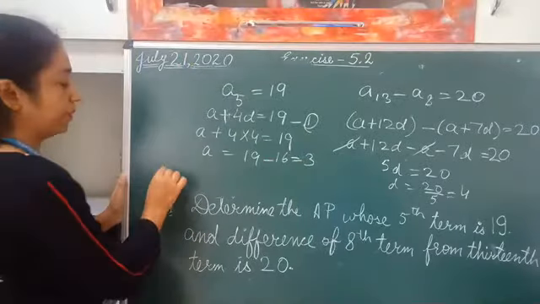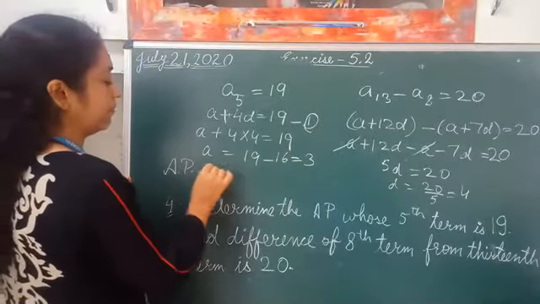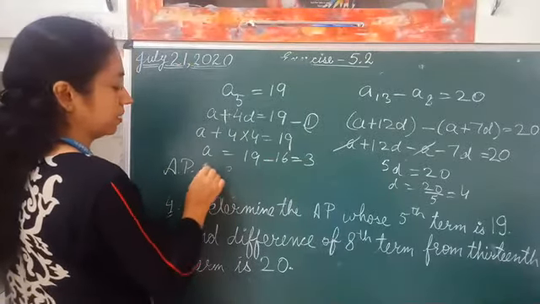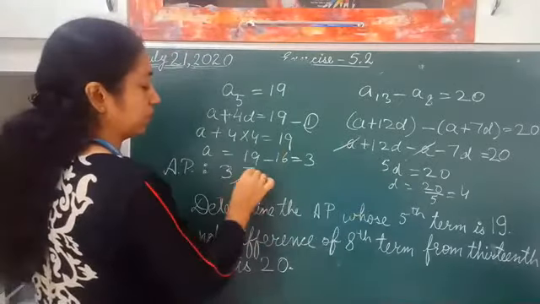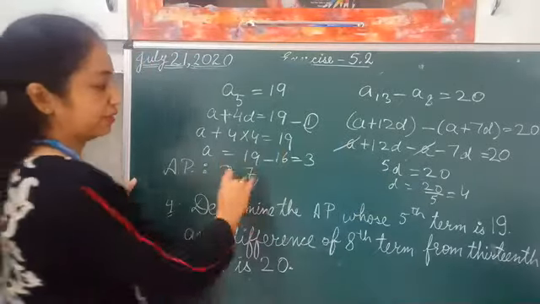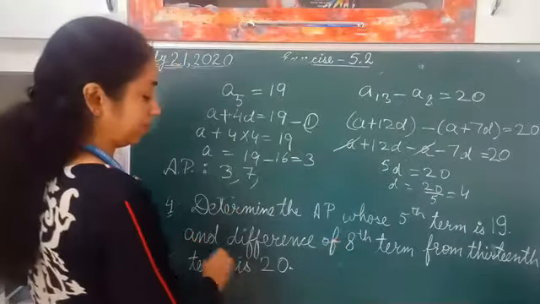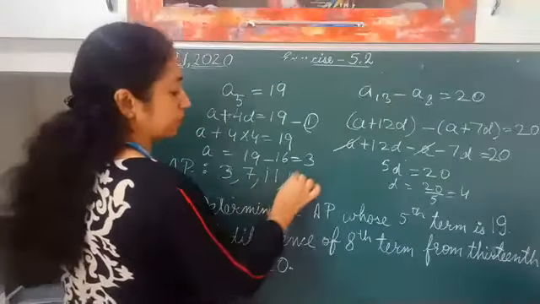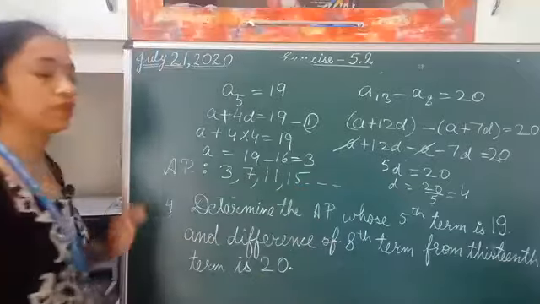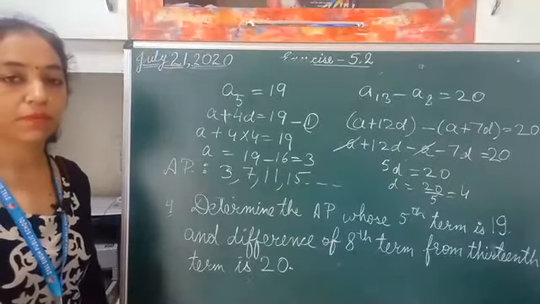Right? So what will be the AP? Your AP will be: first term is 3. Next term is A plus D, 3 plus 4, 7. And then again you have to add D. 7 plus 4 is 11, and 11 plus 4 is 15. So this way you are going to get the AP. Clear?